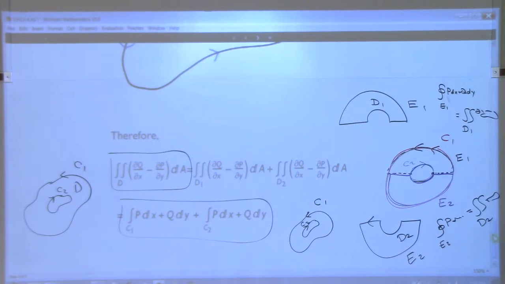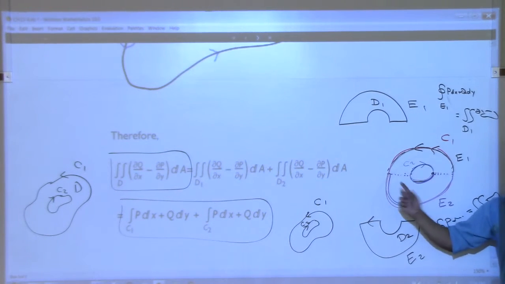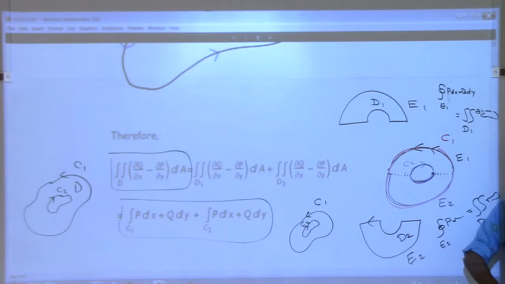But observe that if I add the paths E1 and E2 together, what paths do I really have? These middle parts go away, don't they? Any line integral along here and line integral along here will cancel. So all you have is E. Instead of this being E1, this is really C1 and C2 when they're put together. And D1 and D2 together become D. And that's what this is saying.